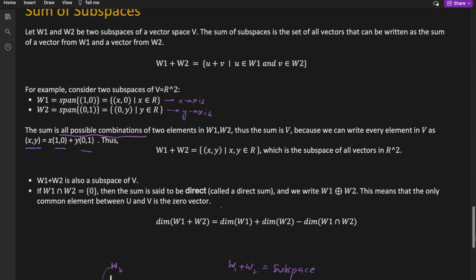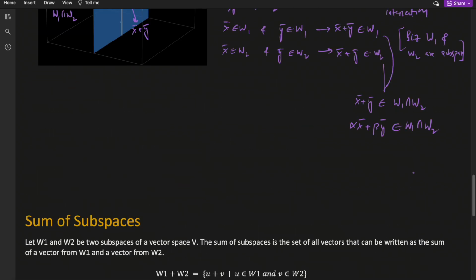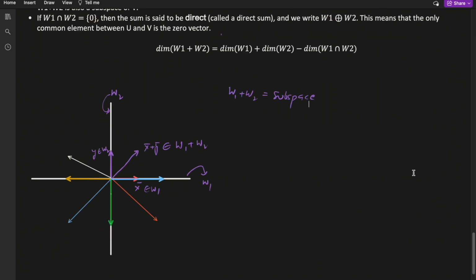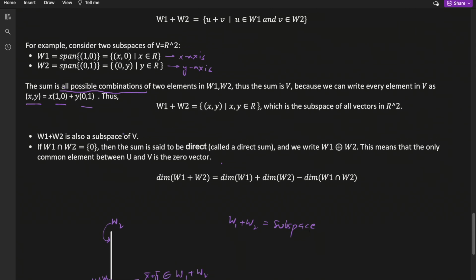Now there is one more property. Just like we have seen that the intersection is always a subspace, similar to that, the sum of two subspaces is also a subspace. So this is also true. So that sum is always a subspace.